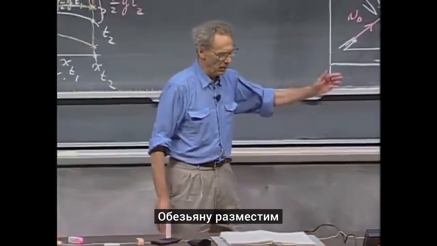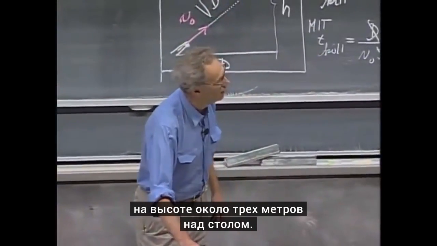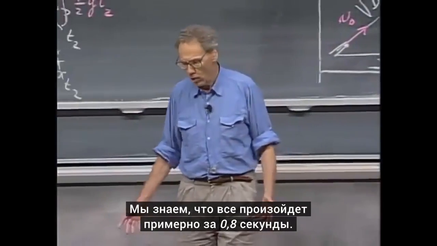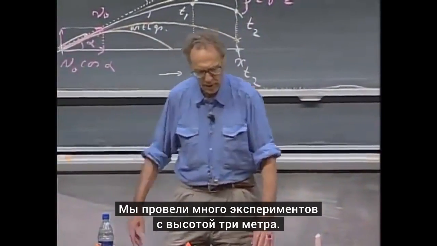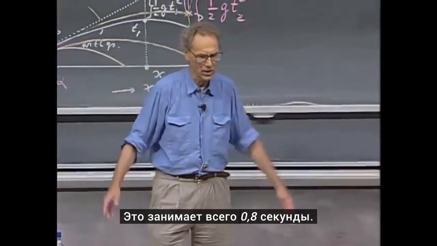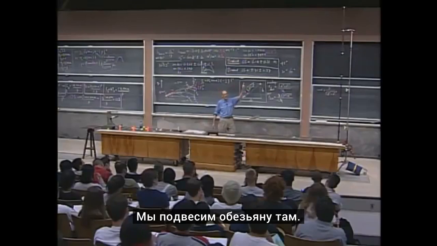The monkey will be placed at about 3 meters above the table. We all know that it takes about 0.8 seconds. We have done many experiments at 3 meters. It takes about 0.8 seconds. So the whole thing will go very fast. We were going to put the monkey up there.